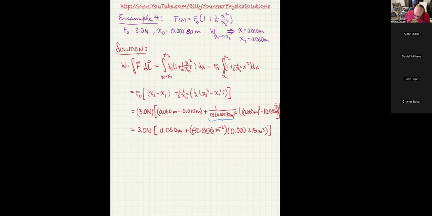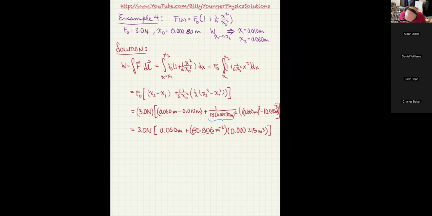So now I'm in the position where I can do a lot of stuff. I need to take this 0.00215 and multiply it by the 86806, and that'll give me this last part.